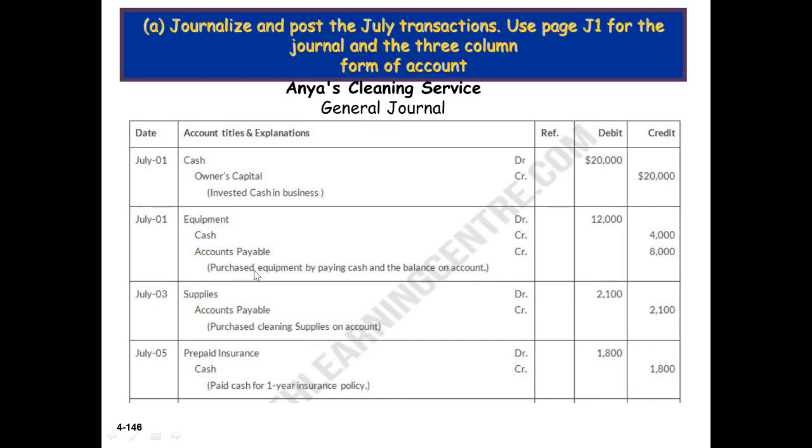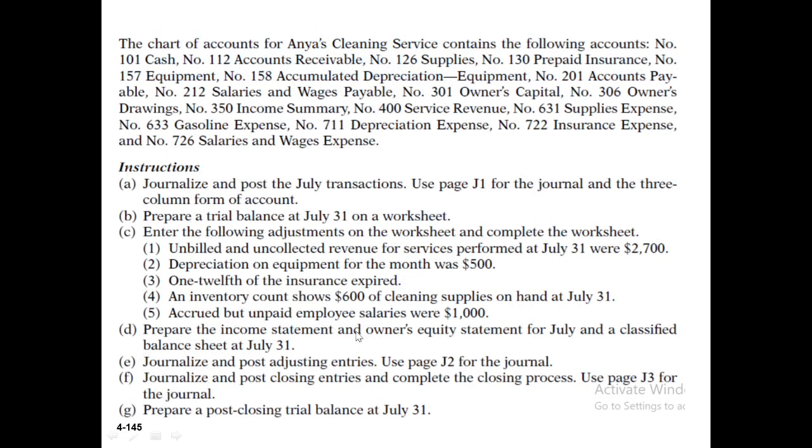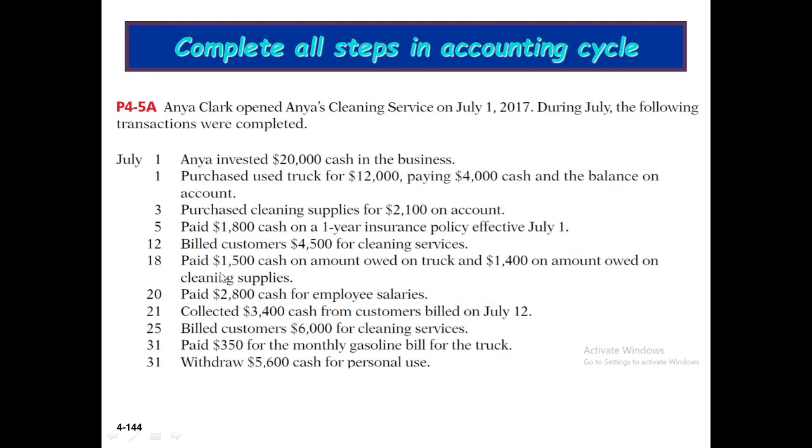Here we have accounts payable 8,000, equipment and supplies accounts payable 2,100. According to the question, paid 1,500 cash on the amount owed on the truck, and 1,400 on the amount owed on cleaning supplies. Here the cleaning supplies we purchased, paying 400 cash and the balance on account.